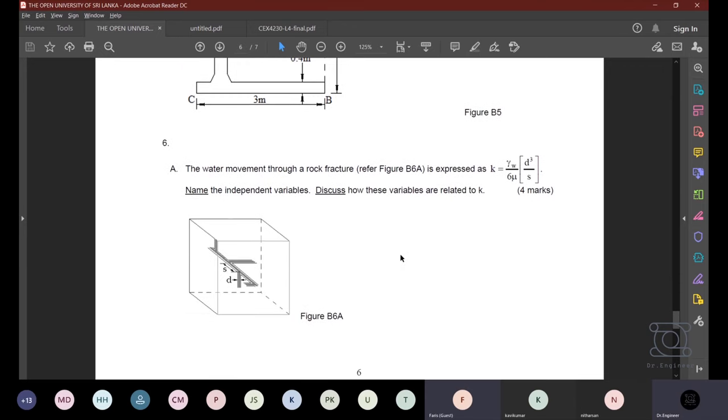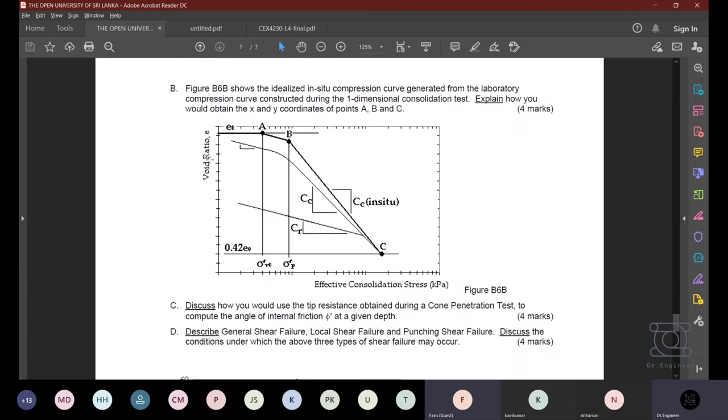So give me a minute. You know the initial value e naught, right? When we are starting the practical, you know the e naught value. So from the e naught value, you can draw a straight line and find the y coordinate of A. That is e naught. And sigma dash V naught is the overburden stress which you are providing at the time.